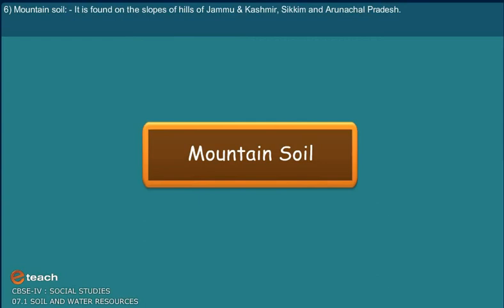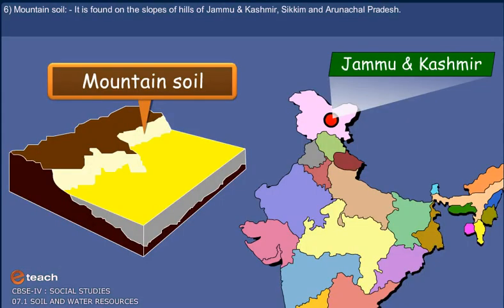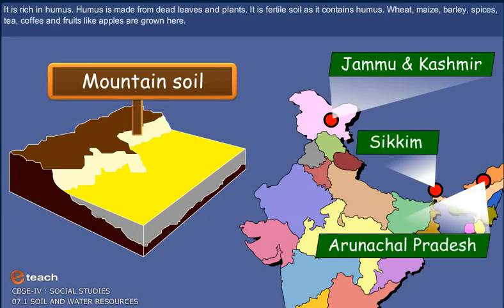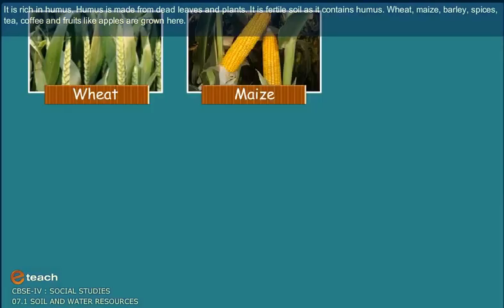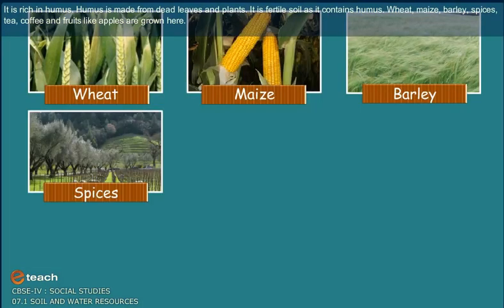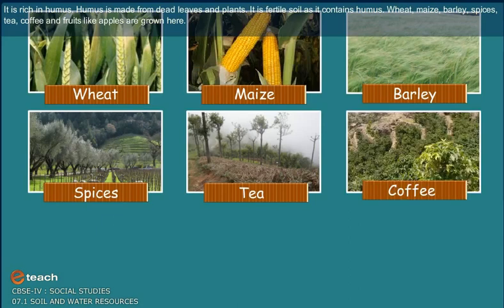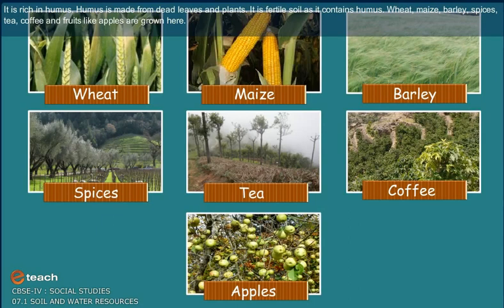6. Mountain soil. It is found on the slopes of hills of Jammu and Kashmir, Sikkim and Arunachal Pradesh. It is rich in humus. Humus is made from dead leaves and plants. It is fertile soil as it contains humus. Wheat, maize, barley, spices, tea, coffee and fruits like apples are grown here.